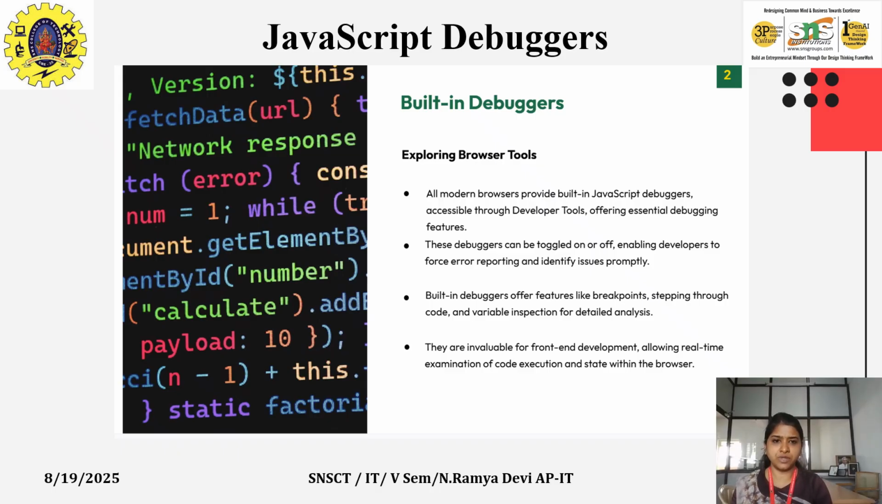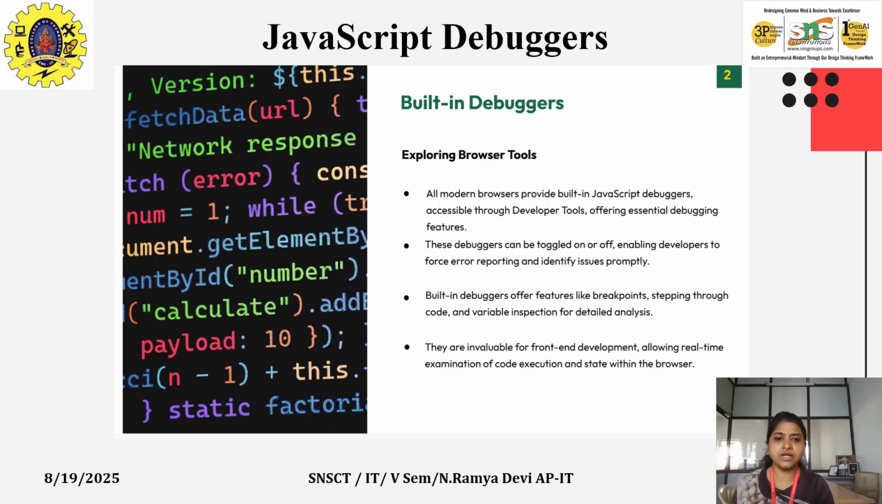All the modern browsers which we are using, like Chrome, Edge, Firefox, everything will have a built-in JavaScript debugger, which is accessible through developer tools, which offers essential debugging features. These debuggers can be toggled on or off, enabling developers to force error reporting and identify issues promptly.